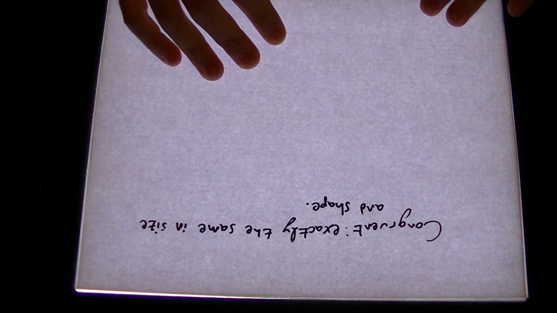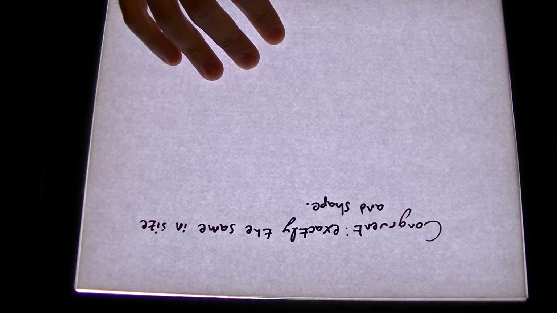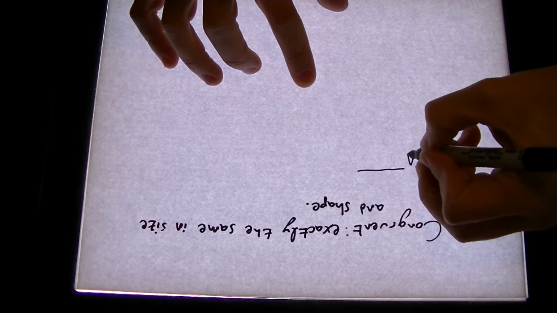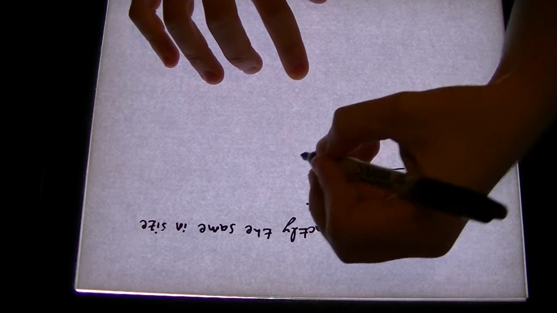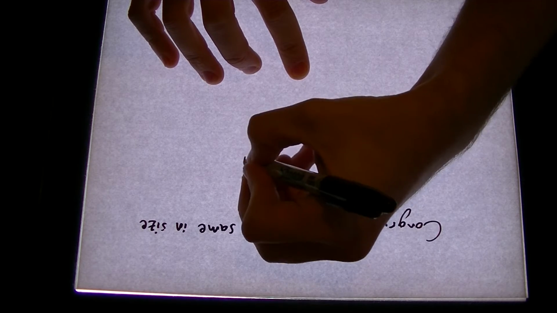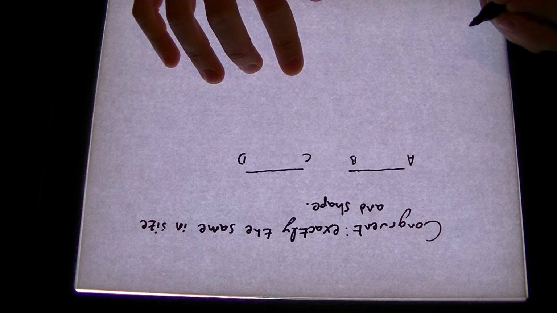Meaning that if I've got two congruent line segments, then they're the exact same measure. So if I have line segment AB and line segment CD, these two are congruent if they are exactly the same in measure.